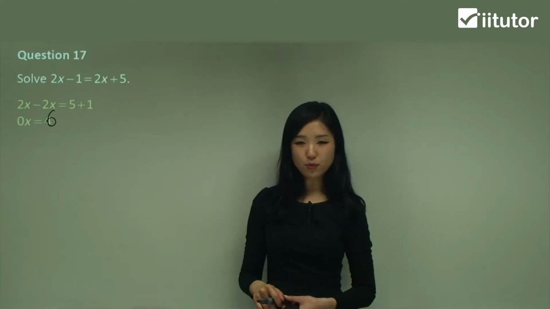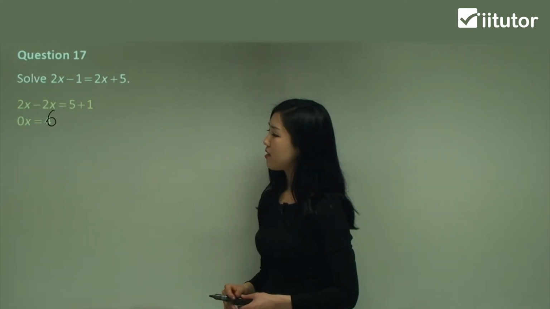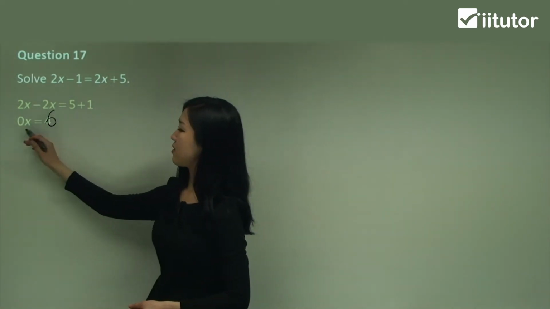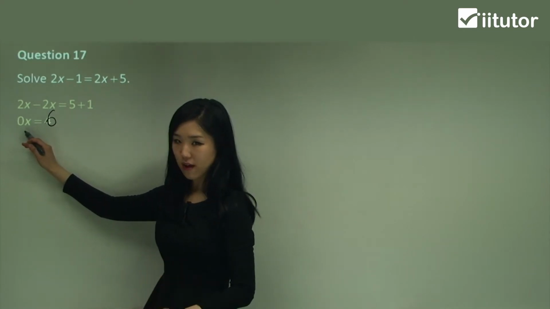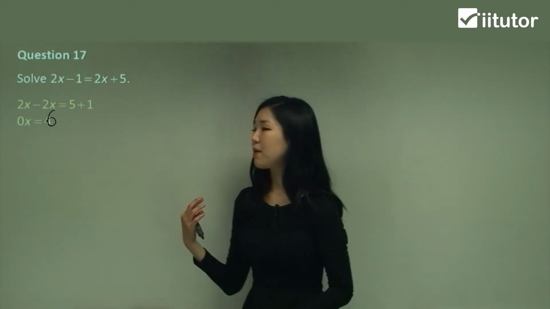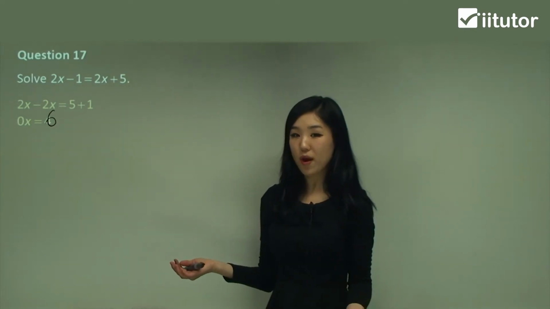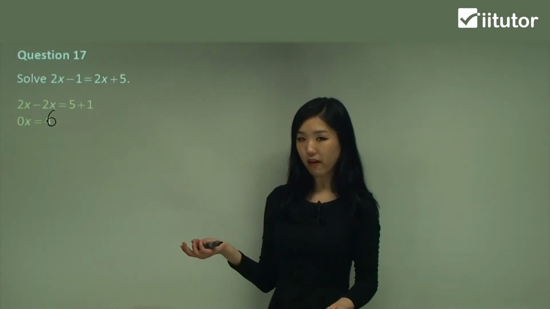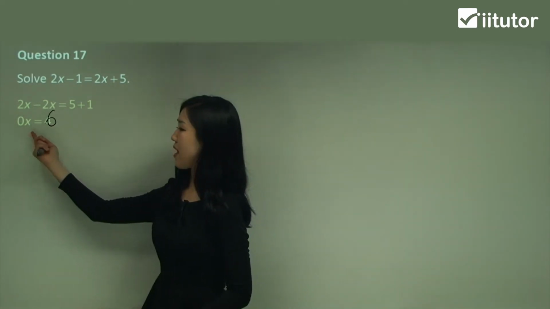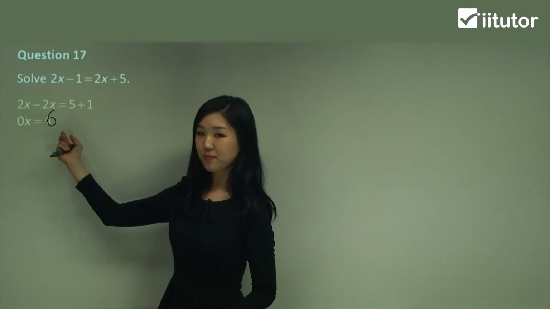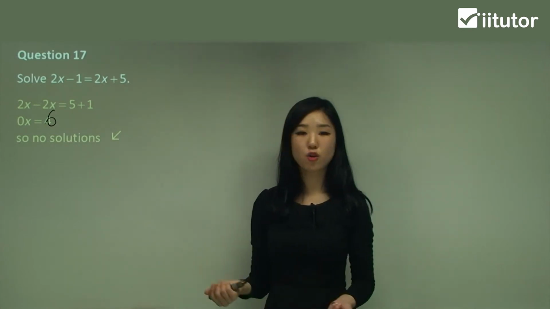Is that possible? Well, 2x minus 2x is 0, or you can say 0x like I did here. But 0 times anything is what, guys? 0 times any number is always going to be just 0. So can 0 times x be 6? No. So therefore we have no solutions.